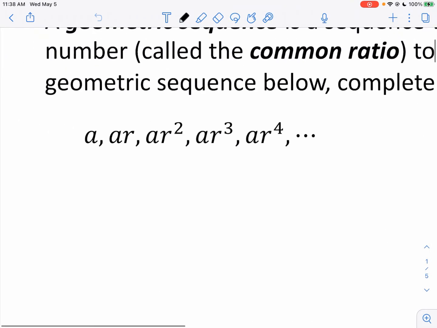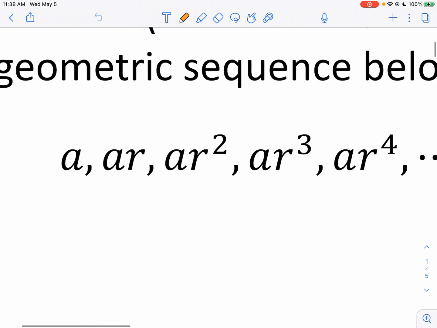Okay, so every geometric sequence begins with a first term. We'll just call that A. And then to go from term to term, we multiply by a common number called the ratio. We'll use R to represent that. So I multiply by R to go from the first term to the second term, and I get A times R. But then I continue that pattern, multiply by R again. So if I take AR and multiply by R, I get AR squared.